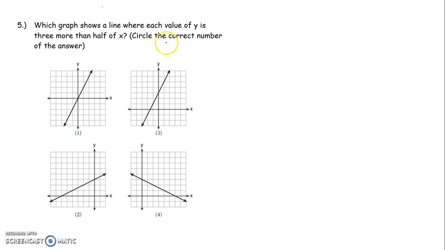Okay, the key to this, in order to be able to graph, we know we want an equation in the form y equals mx plus b, because that way we'll have a slope and we'll have a y-intercept. And that'll just make it easier for us to graph it. So if we knew an equation in the form y equals mx plus b, then we'd graph and we'd see which one worked.